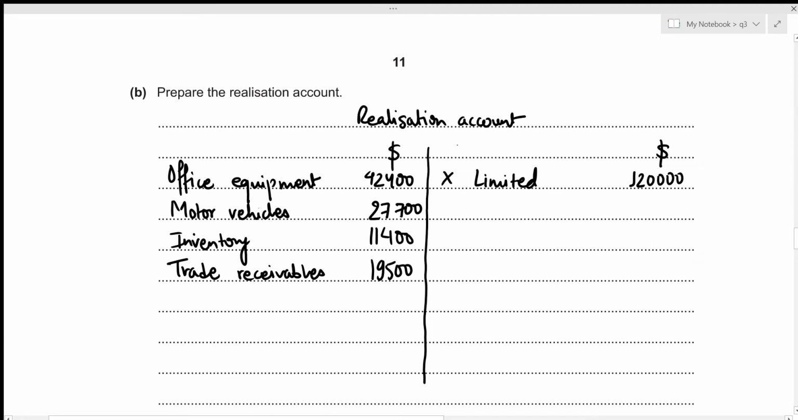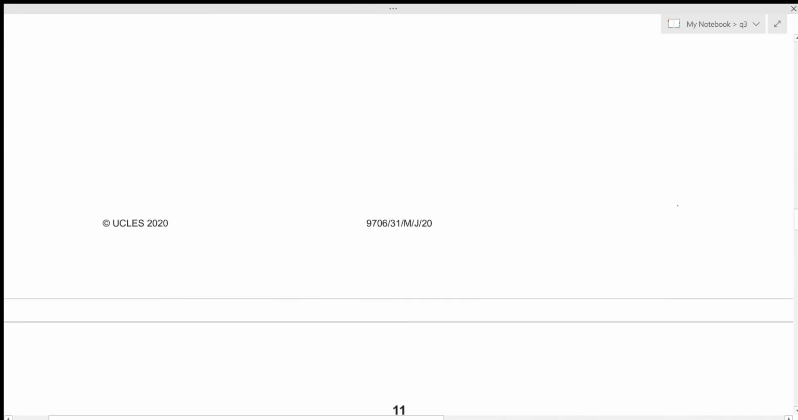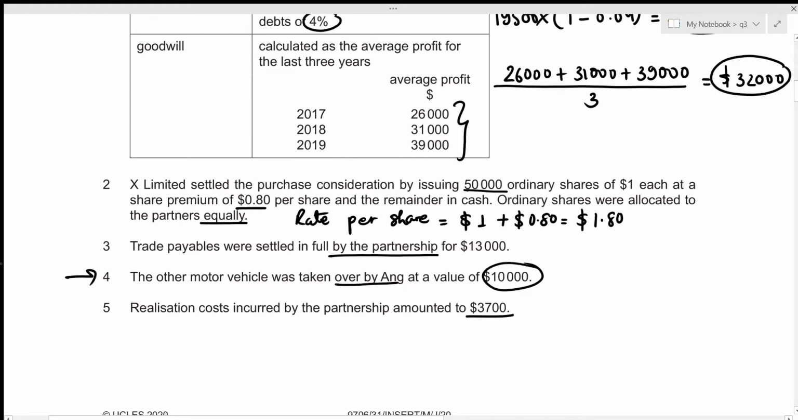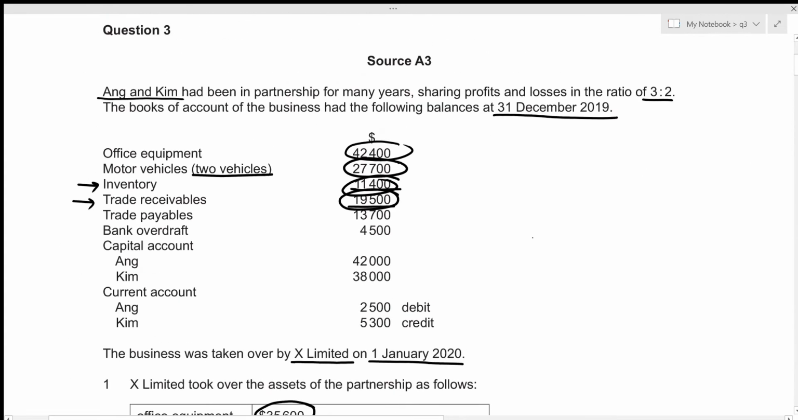And this is payable by Ang's capital account. So that's capital Ang. This relates to our motor vehicle. And she took over the motor vehicle at the amount of 10,000. Alright, then we also need to record the settlement of our liabilities. And we can see here that the trade payables were settled in full by the partnership for 13,000. So this is the settlement amount, right? But let's have a look at our initial amount of trade payables right here. It amounted to 13,700. So this initial amount of liability should be recorded on the credit side, and the settlement amount of 13,000 should be recorded on the debit side in our realization account.